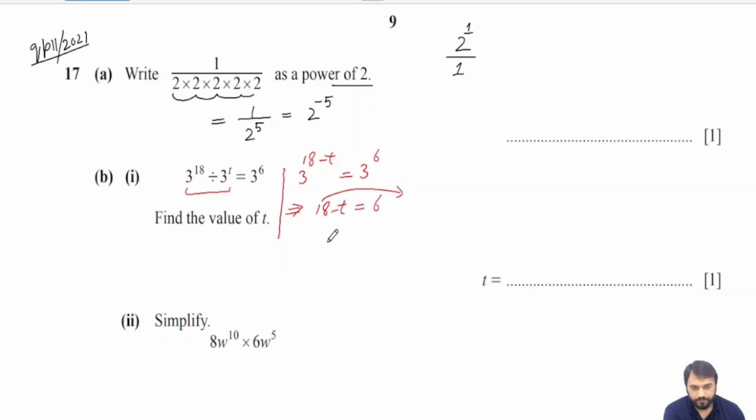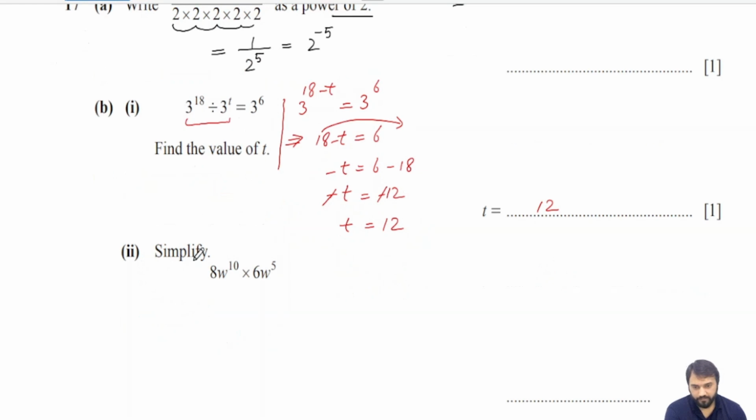18 moves, then minus t will be 6 minus 18. The answer is minus 12. But we need to find the value of t, not minus t. We can cancel the signs. The answer to t is 12.